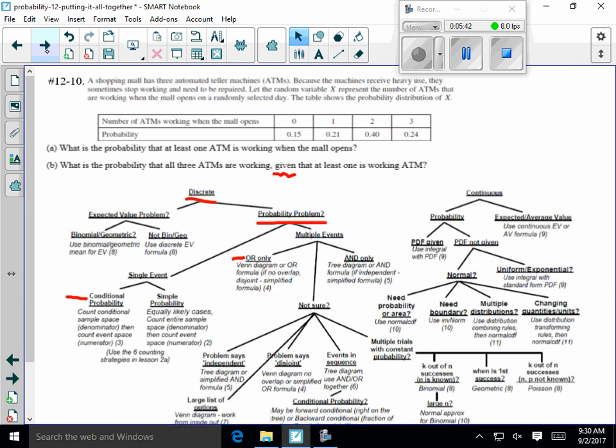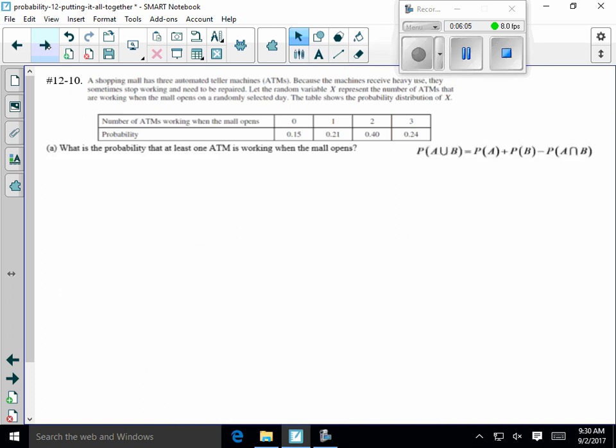It's probability, right? And we're talking about an OR situation because for the at least one case, that's when one or two or three ATMs work, right? So that means the OR case right here. And what are our strategies for that? We could use a Venn diagram, or we could use the OR formula. And if there's no overlap, then we get to use the simplified OR formula. So I think on this one, I'm going to choose to use the OR formula.